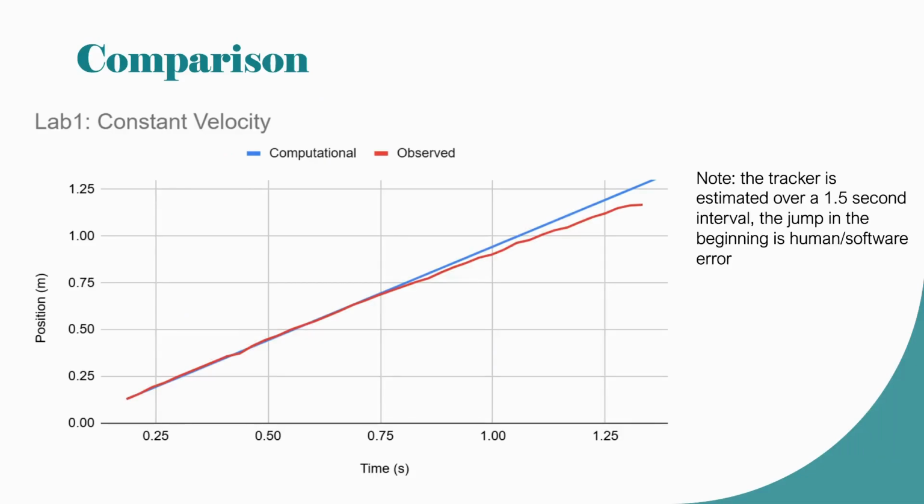The comparison: the computational estimate is straight, and the observed kind of deviates towards the end, and that is due to the forces acting upon the car that were deemed negligible in the sense of this lab. The Tracker is estimated over a 1.5 second interval, and the jump at the beginning is just from where I chose to start it at 0.133 seconds instead of 0 seconds.